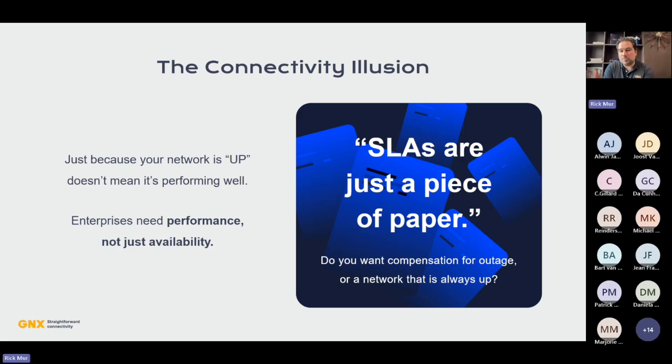Just because the network is up, it doesn't mean your users will be happy using it. And in the end, users or enterprise customers need performance and not just availability. Of course, we always talk to our customers about SLAs, getting them as good as possible, but not better is always the question, right? What do you really need in terms of availability for your circuit? But in the end, an SLA is just a piece of paper.